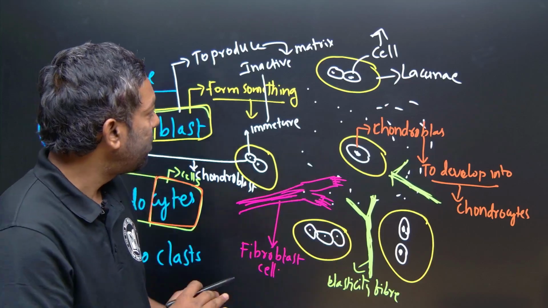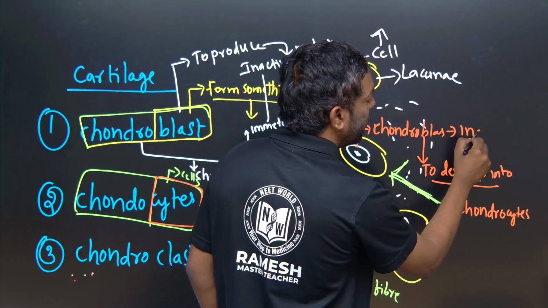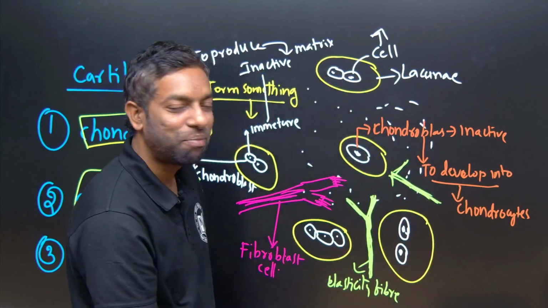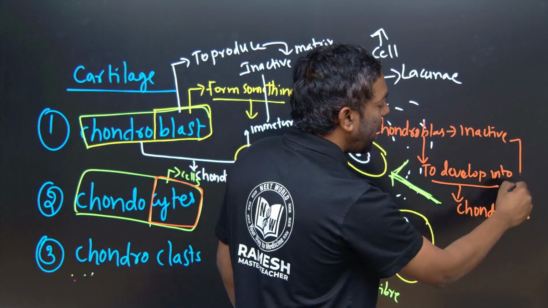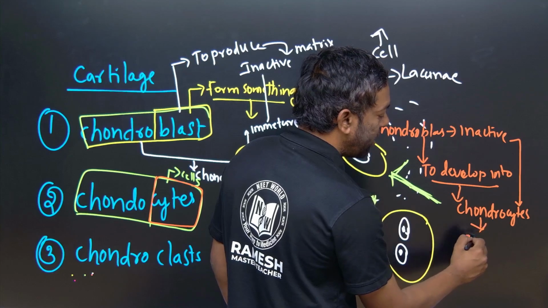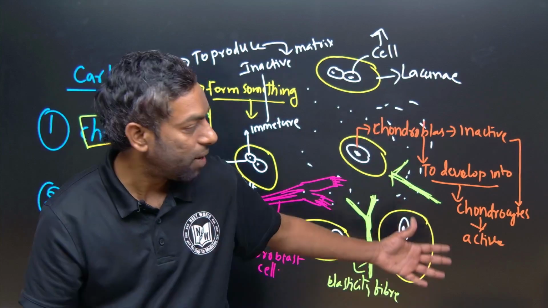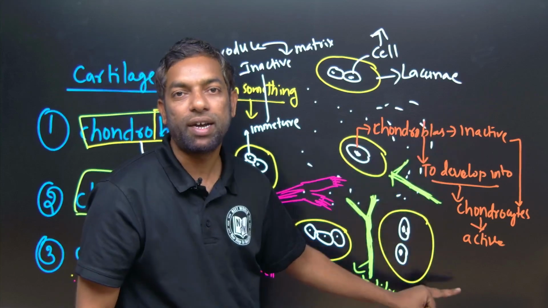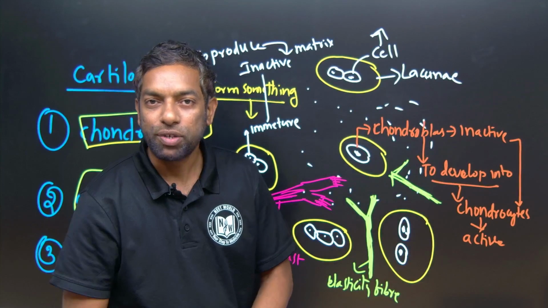Okay, inactive is what? Chondroblasts are inactive, but they are active in producing matrix. Inactive cells turn into active cells. Chondrocytes are active cells. Are you clear, guys? Inactive cells turn into active, immature cells turn into mature. The chondroblast turns into the chondrocyte.